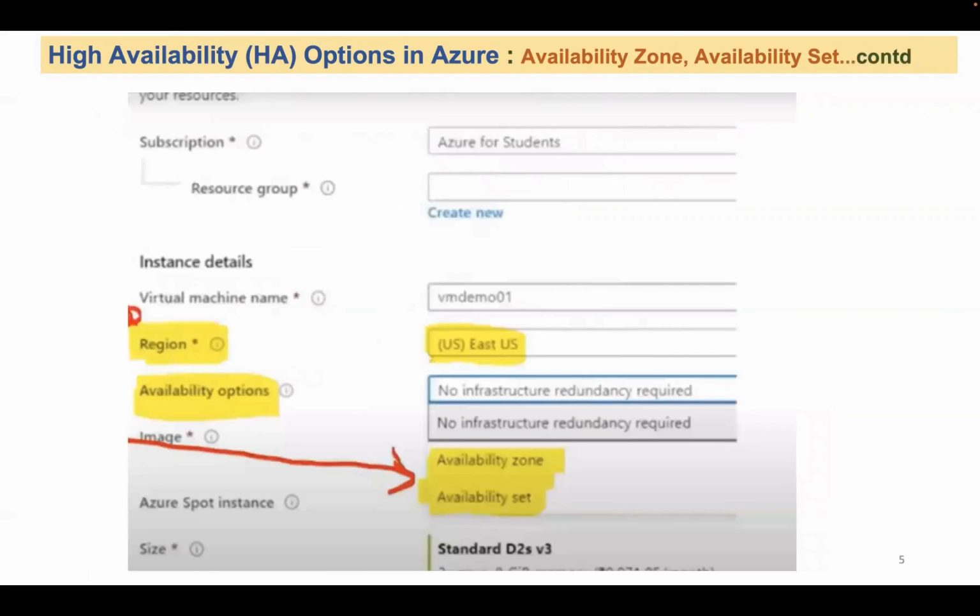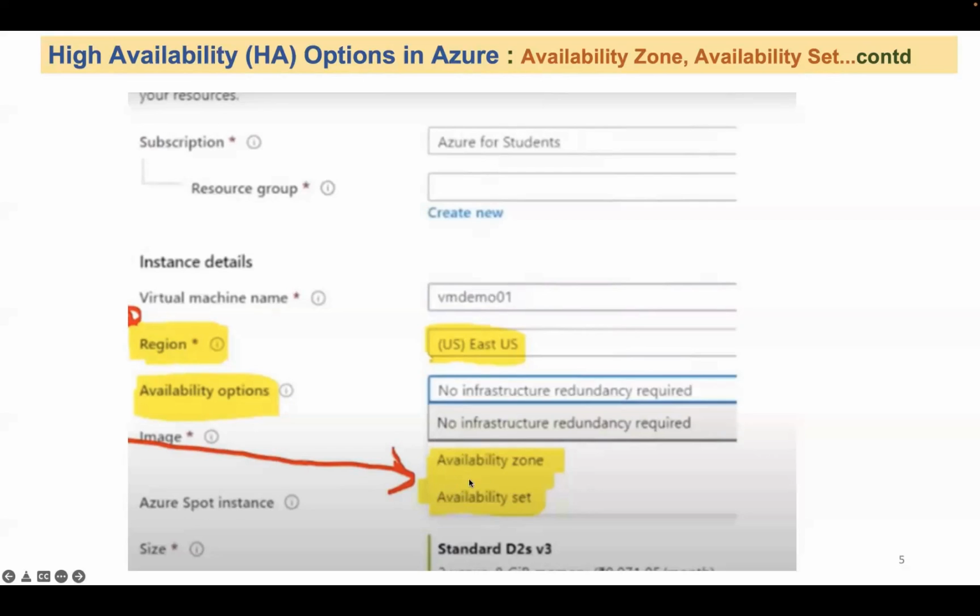That means if this virtual machine fails, then I will not have any other virtual machines which can serve user requests. Think of a business scenario which requires your infrastructure to keep working even if any of your data center fails. If you do not have high availability, then you cannot serve this request and your existing infrastructure will not suffice. But if I select availability zone or availability set, then it will create a high availability solution for me here.